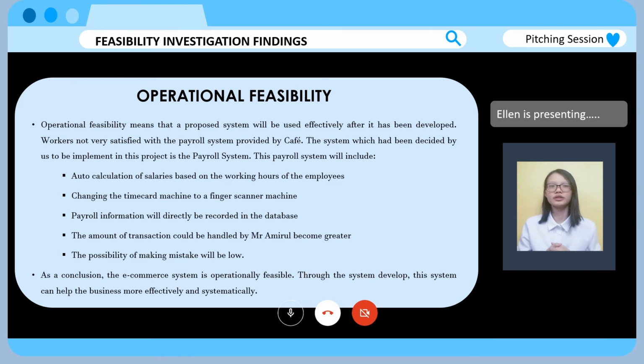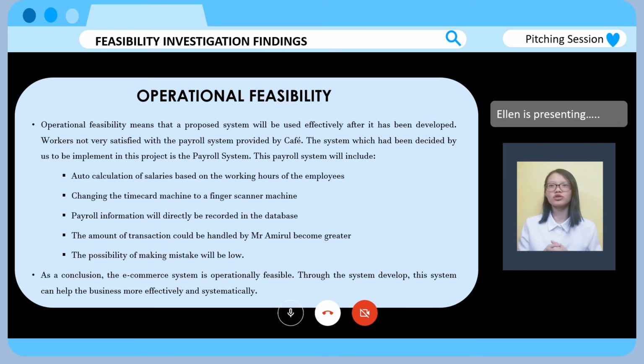The system which we have decided to implement in this project is a payroll system. Mr. Amirul found that there is a necessary change in the current payroll process. Mr. Amirul should also be involved in the system designing process. This provides necessary information needed by the system analyst to ensure that the system design could help Mr. Amirul to solve his problem and meet Mr. Amirul's objective, which is for the payroll system process to run smoothly.